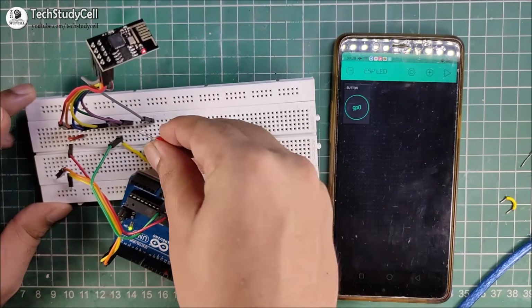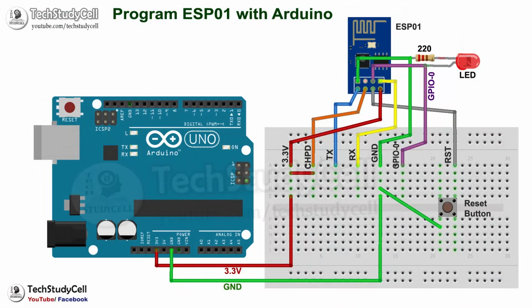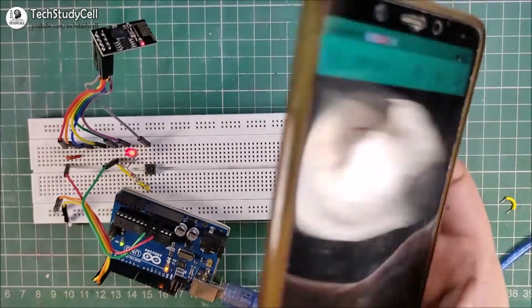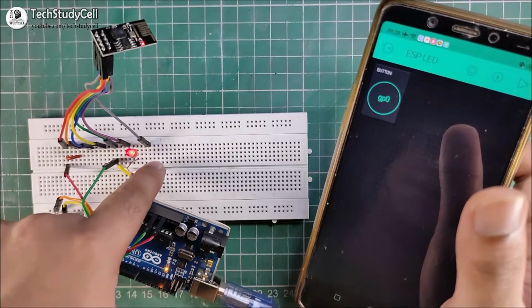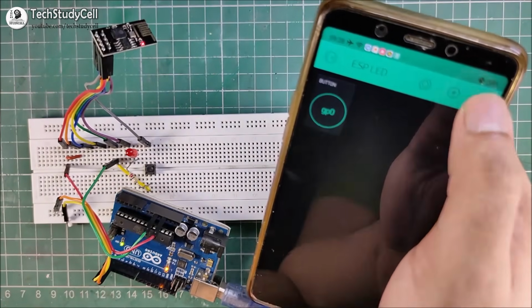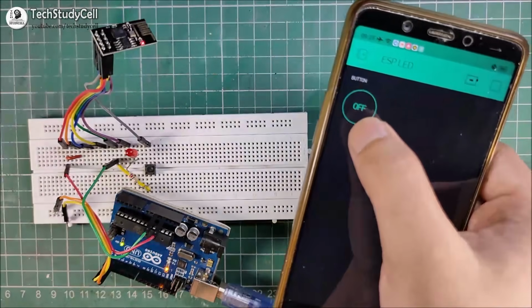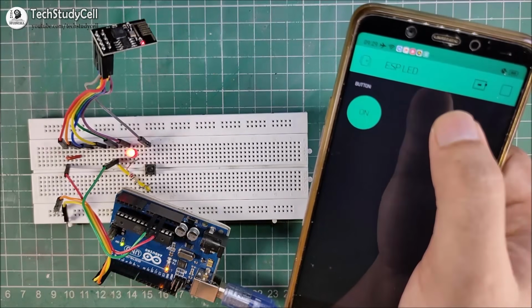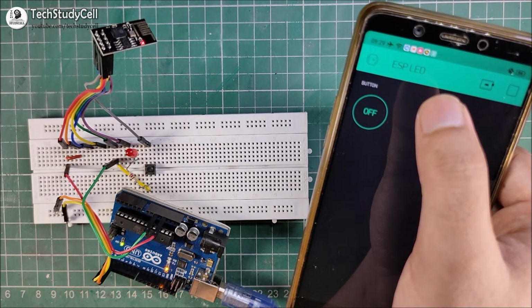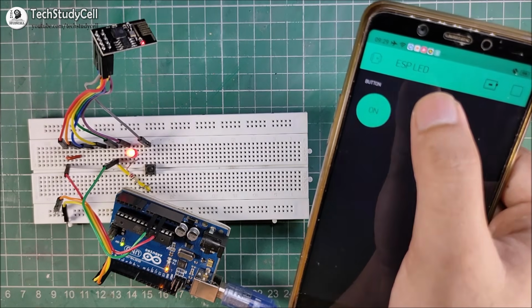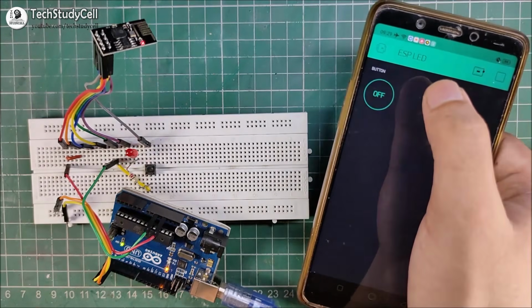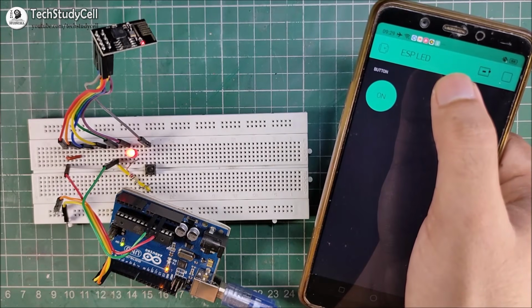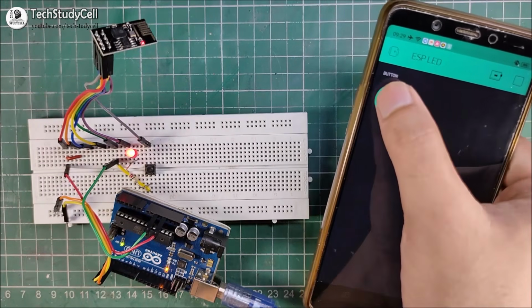Now I will connect the LED across the GPIO 0 and the ground pin as per the circuit diagram. Now I can control it from the Blynk app. First I have to press the reset button, and if I tap on this play button, I can control the LED from this button. If I tap on the button, you can see the LED turns on, and if I tap on it again, the LED turns off. In a similar manner you can also connect a relay instead of the LED and control your home appliances from the smartphone.